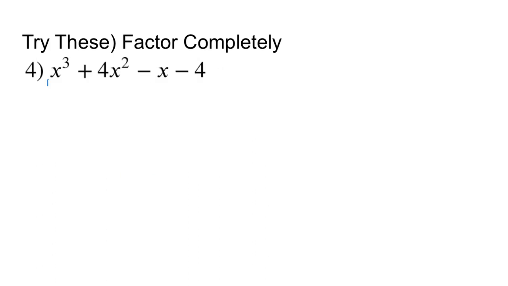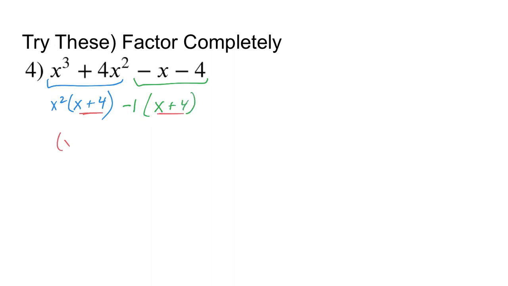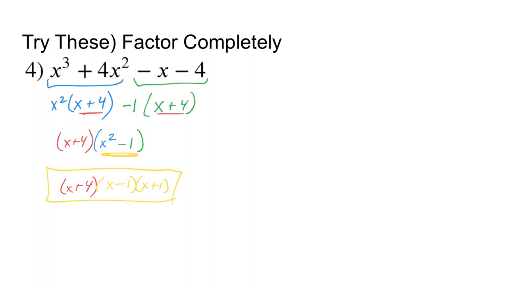Number 4, same idea. And x squared can be pulled out of those first two terms. And a negative 1 can be pulled out of those second two terms. You'll see that I have the x plus 4s that match. Then I have x squared minus 1 left over, which can be factored further, which I will do, and end up with a final answer of x plus 4 times x minus 1 times x plus 1.